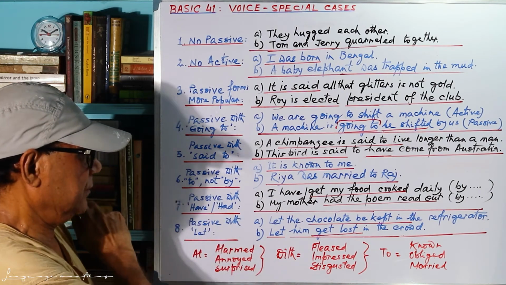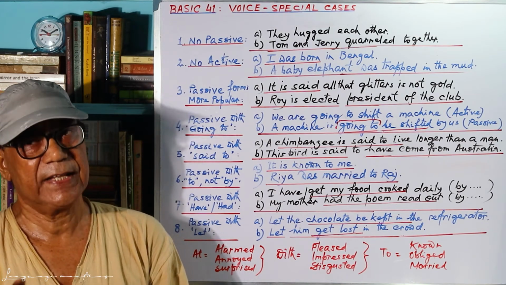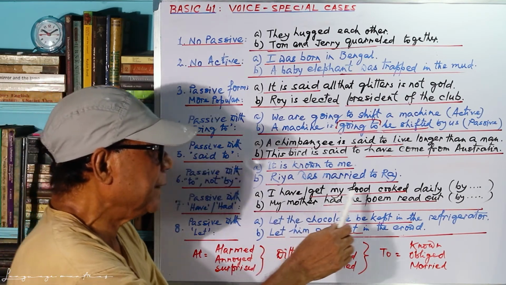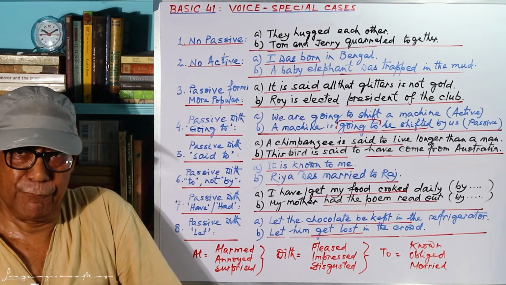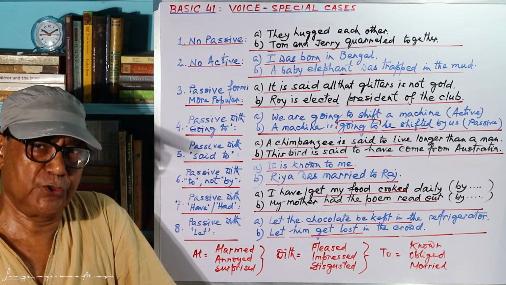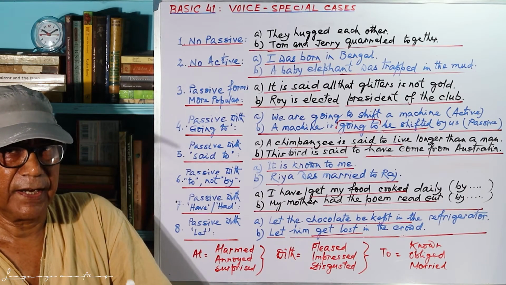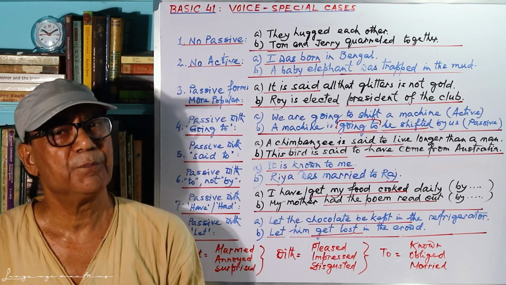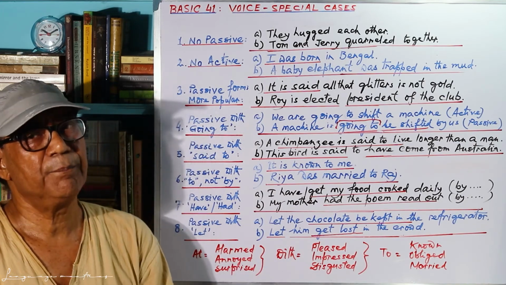Passive with "have" or "had." If you try to add "have" or even "get" in a sentence and then use the verb, normally it becomes passive format. For example, I have my food cooked daily by my friend. Or I get my food cooked daily by my friend. So active form is possible: my friend cooks my food daily. In the second sentence, that "cooked" is purely an adjective. And here, "I get my food cooked," this part is passive format.